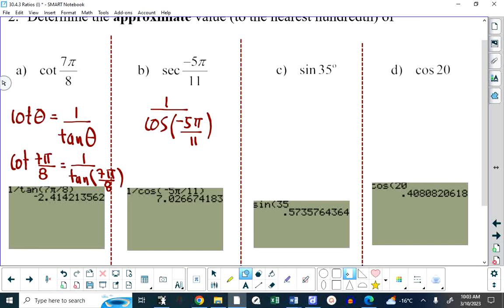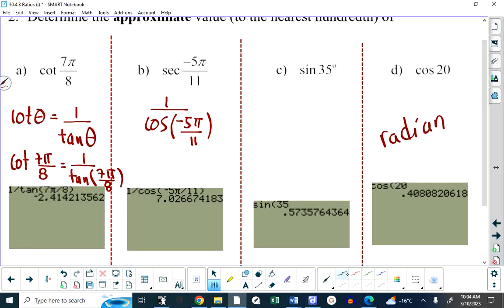There's no degree symbol there. I put the sine of 35 to suck you into putting your calculator into degree mode. But then when we look at cos of 20, there's no degree symbol. That's cosine of 20 radians because there's no degree symbol. So you need to be on your toes for that kind of thing. We have to be back in radian mode.